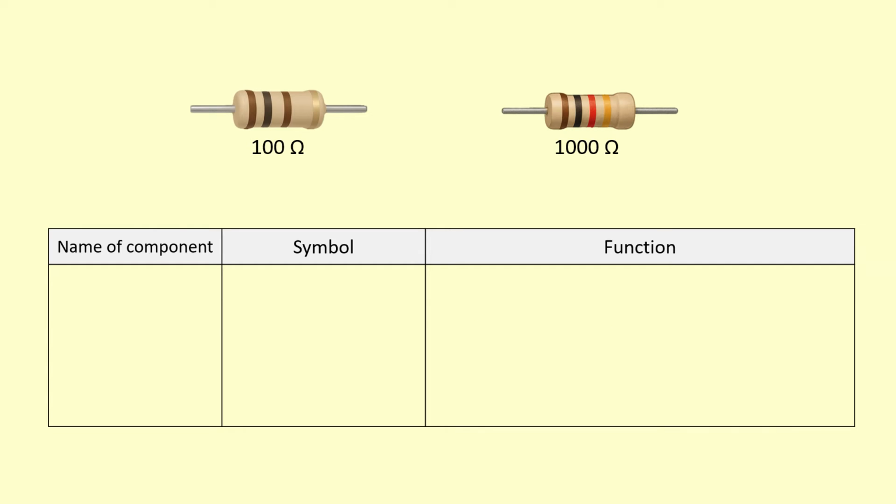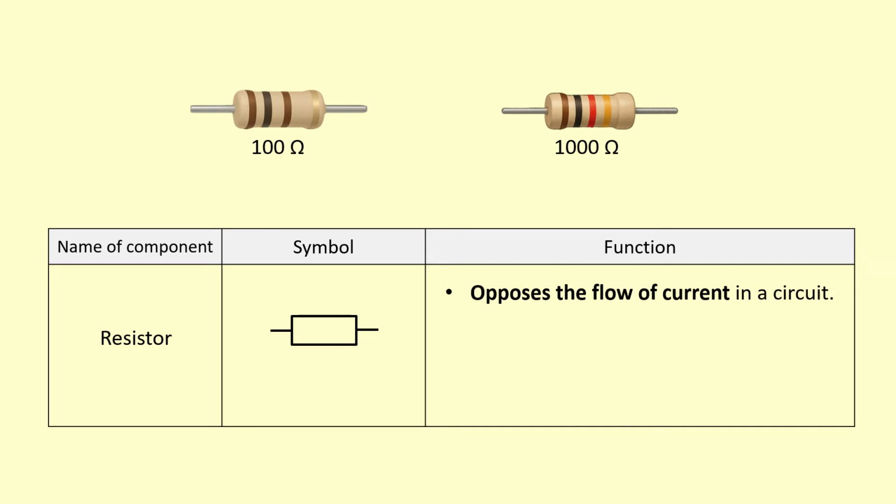Okay, these images show resistors, and resistors are represented using a rectangle like this, and basically they oppose the flow of current. The larger the resistance, for the same voltage, you'll get a smaller current. So for example, a 1000 ohm resistor obviously has 10 times more resistance than a 100 ohm resistor, like the one on the left.